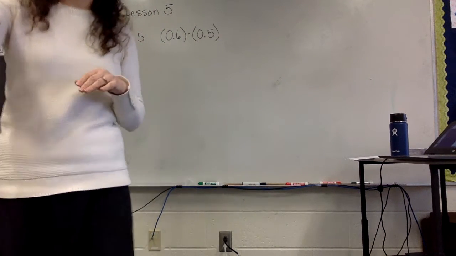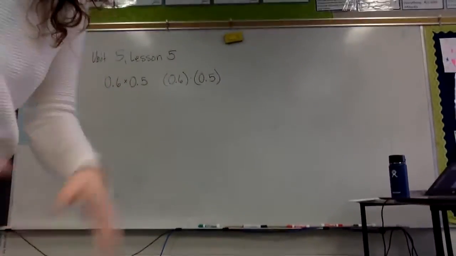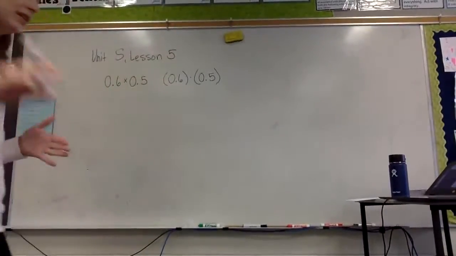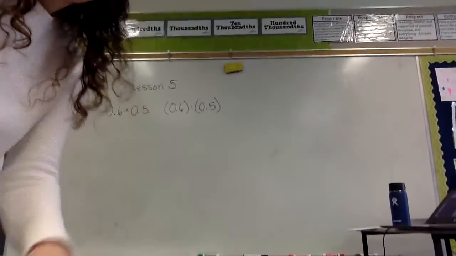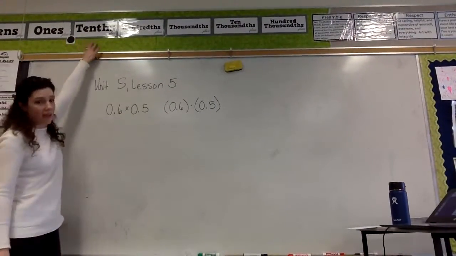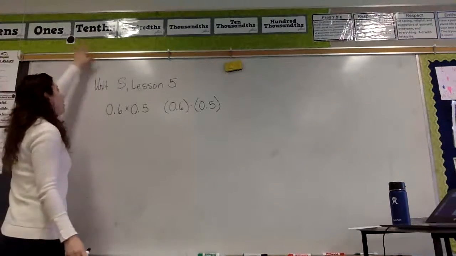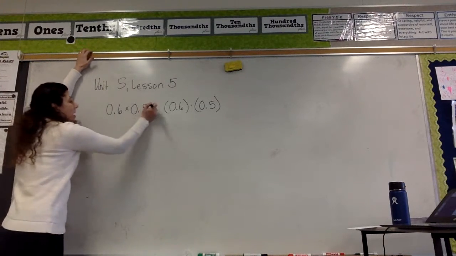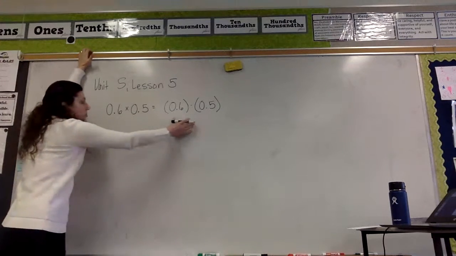Today's assignment is a writing grade. We have to fully explain how we know what our answer is. I'm just tipping this so we can see my place value chart. Okay? So in this problem, we have 6 tenths, a 6 in the tenths place, times 5 tenths, a 5 in the tenths place. I want to point out that these two expressions are equivalent.